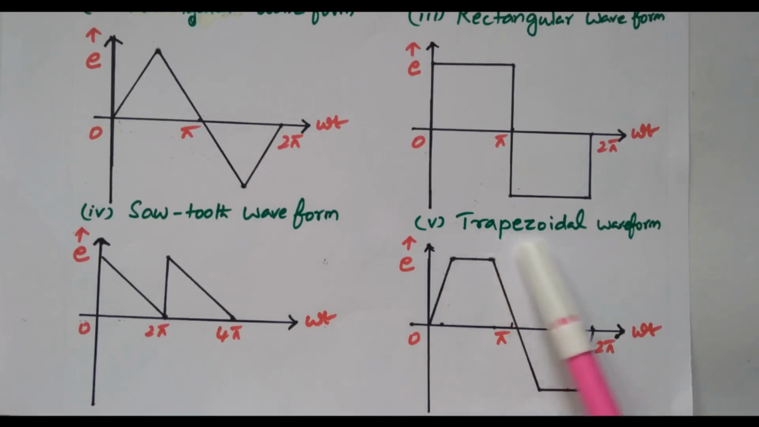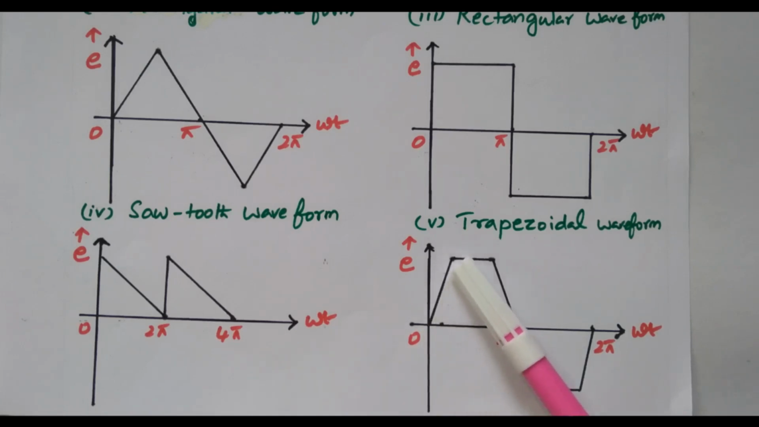We'll go to the trapezoidal waveform. It looks like a trapezoid, so that is called a trapezoidal waveform. From 0 to pi we have positive voltage. Initially 0, it increases, reaches the maximum value, then is constant for some time, again decreases, and reaches the 0 value. The same thing is repeated in a negative cycle from pi to 2 pi. So we have positive and negative, so that's called an alternating quantity. Only the sawtooth waveform is non-alternating. The remaining waveforms are all alternating waveforms.